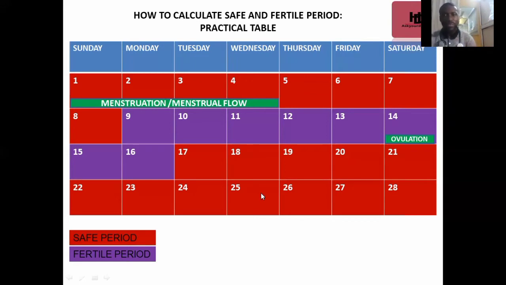So let's say, for example, this individual has a menstrual flow starting from the first of this month. So she sees her menses on the first of this month. When you want to calculate your menstrual cycle, it means the beginning of menstrual flow of this month to the beginning of the next one. When this individual's menstrual cycle is 28 days, it shows the beginning of menstrual flow for this month and the beginning of menstrual flow for the next one is going to be 28 days.